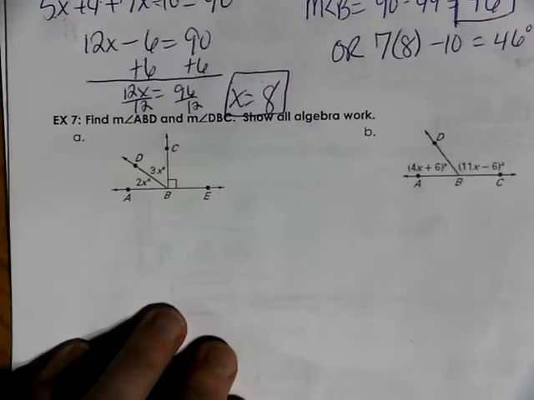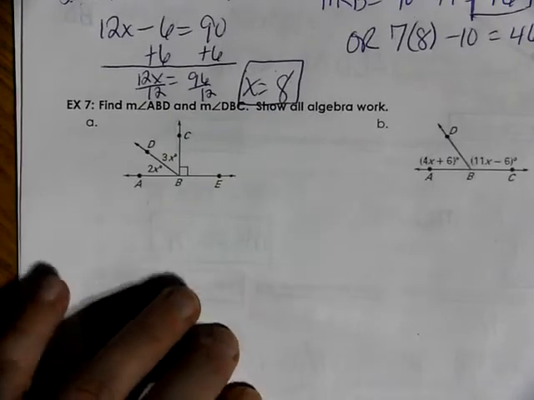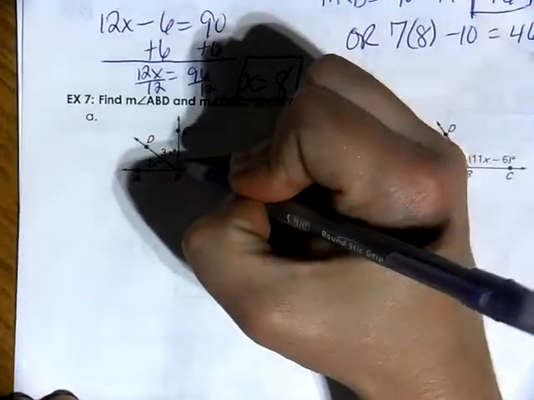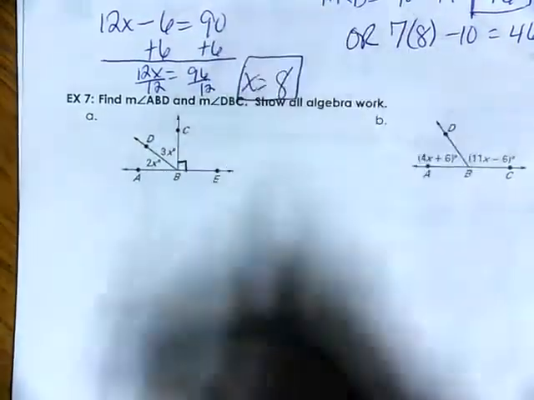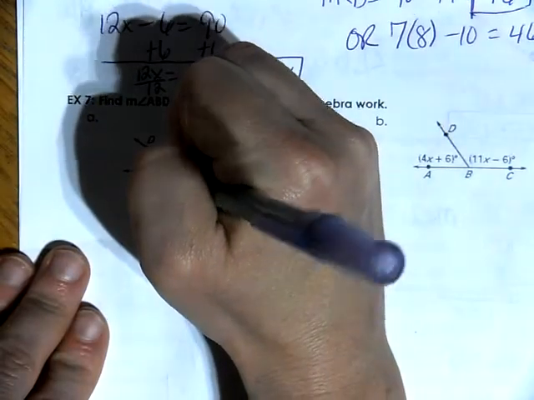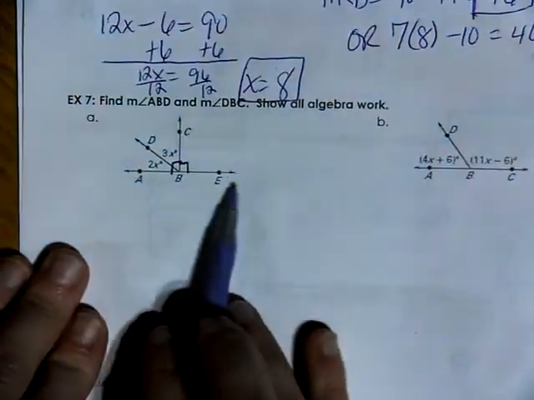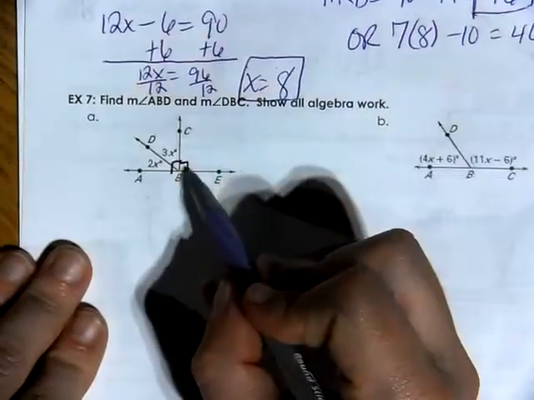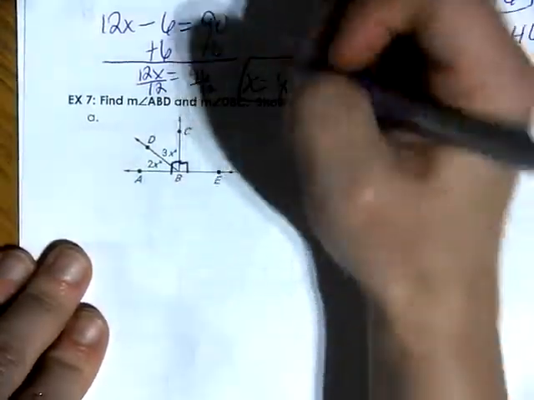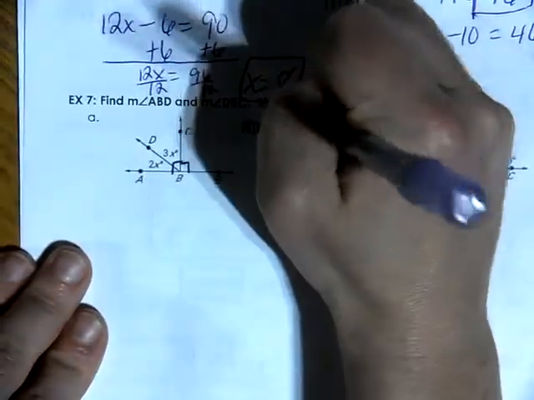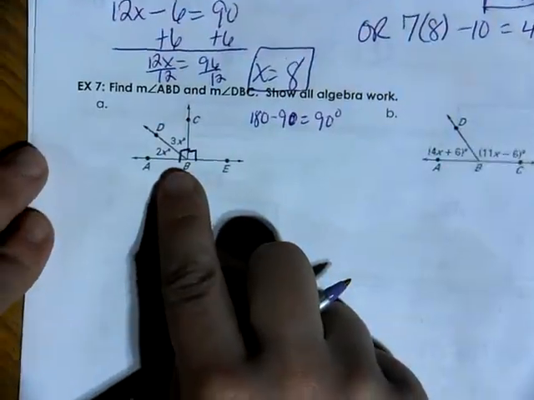Finally, we have example 7, parts A and B. In example 7, what you want to look for is our 90-degree angle. A 90-degree angle indicates that the other side is going to be 90 degrees, because ABE is a whole line, and we know that one side of it is 90 degrees. We know that 180 minus 90 is equal to 90 degrees, so the other side has to be 90.